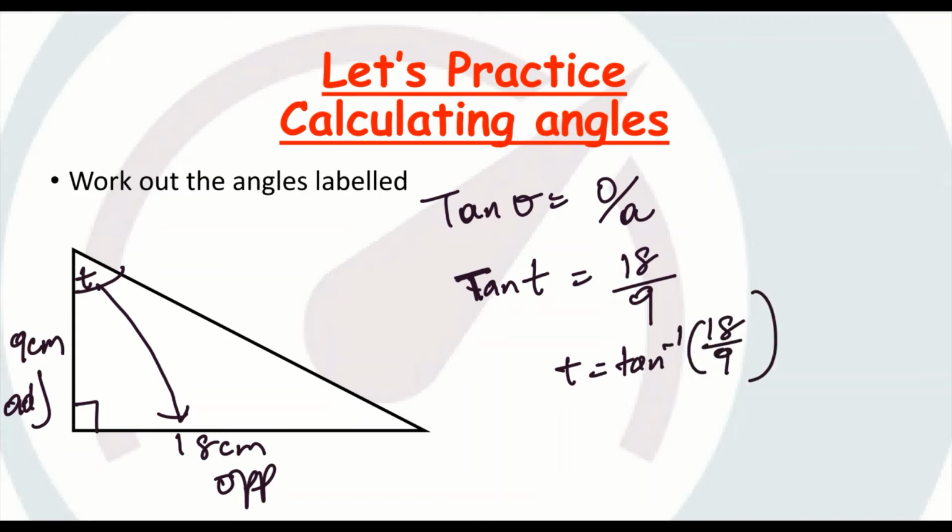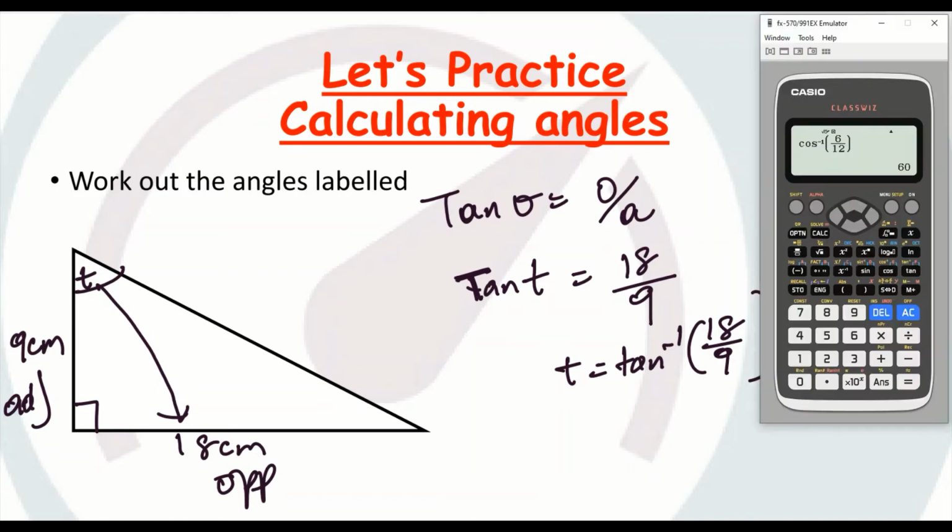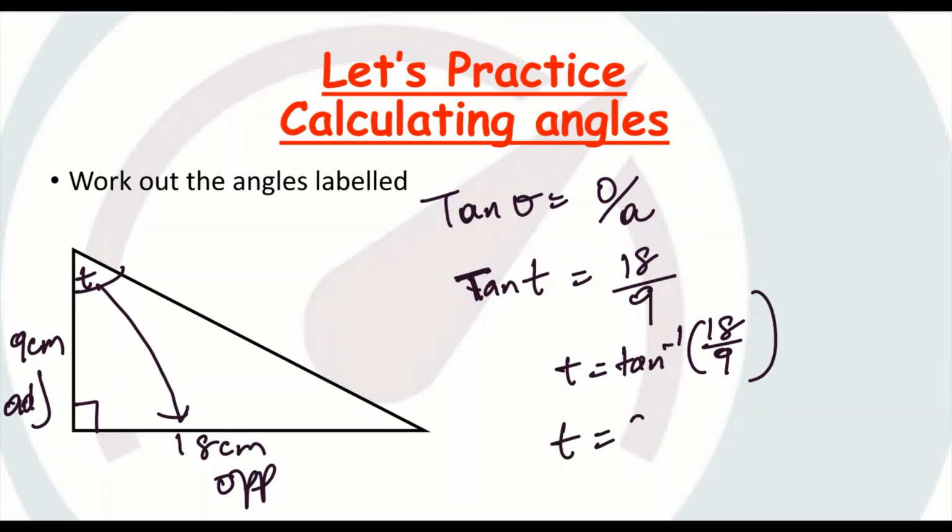You could put 2, but I'm just doing it exactly as it is. So let us clear and go ahead. We have our shift, tan, fraction button, 18 down 9, close our bracket, and we get 63.435 to 3 decimal places. So T is equal to 63.435, and that would be in degrees.